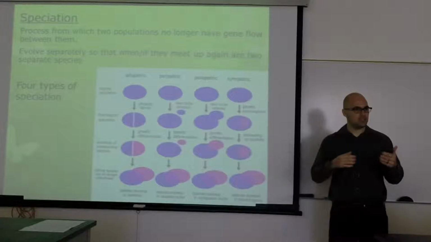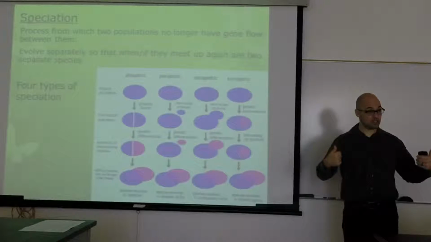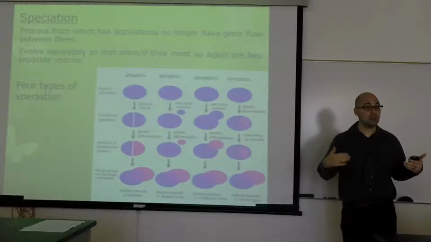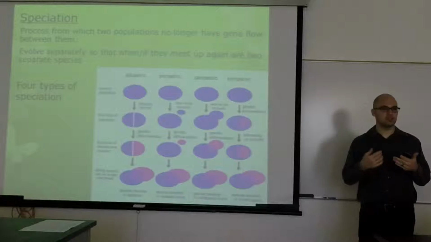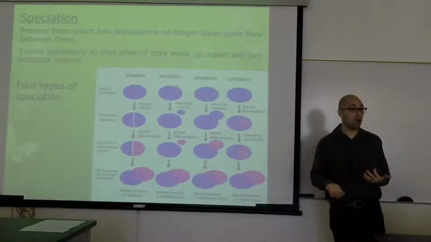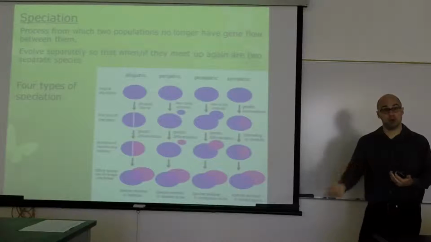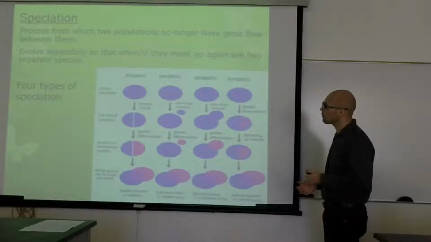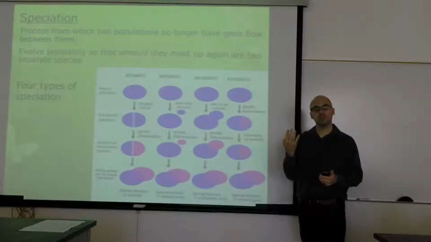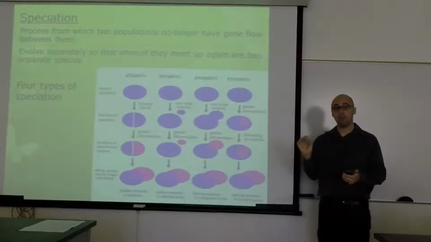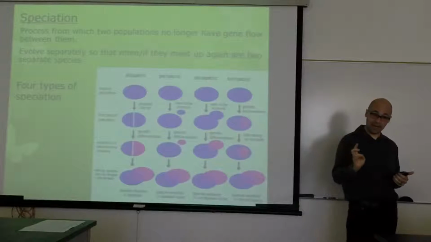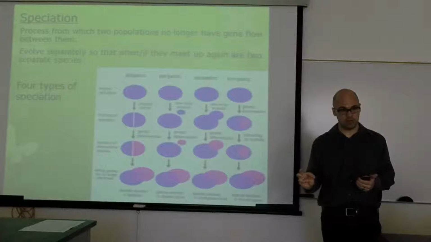So speciation is when we have two populations that are separated, they evolve separately, and they become two different species. So we use the most common definition: they cannot interbreed to produce viable offspring. So we're going to talk about four different types of speciation. We're going to talk about allopatric, peripatric, parapatric, and sympatric.